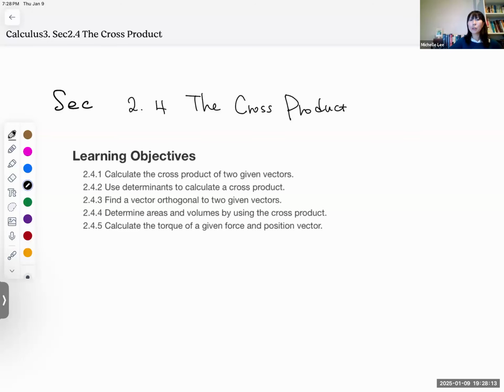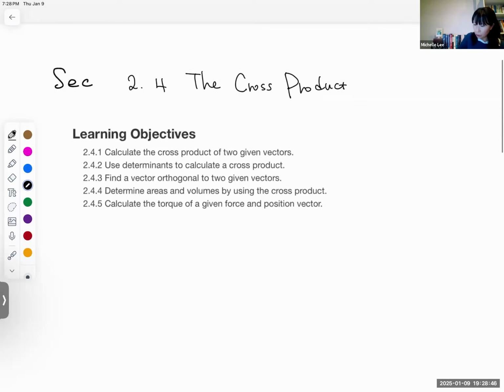Hello everyone, we're doing 2.4, the cross product. So we learned vector operations: addition, subtraction, scalar multiplication, and dot product, and today the cross product, okay? All right, so before introducing the cross product, let me introduce you to the 2 by 2 determinant and the 3 by 3 determinant first. So let's talk about this.